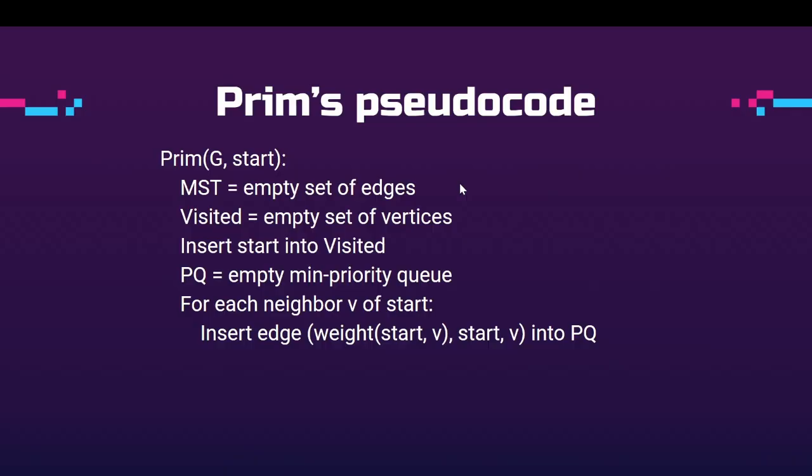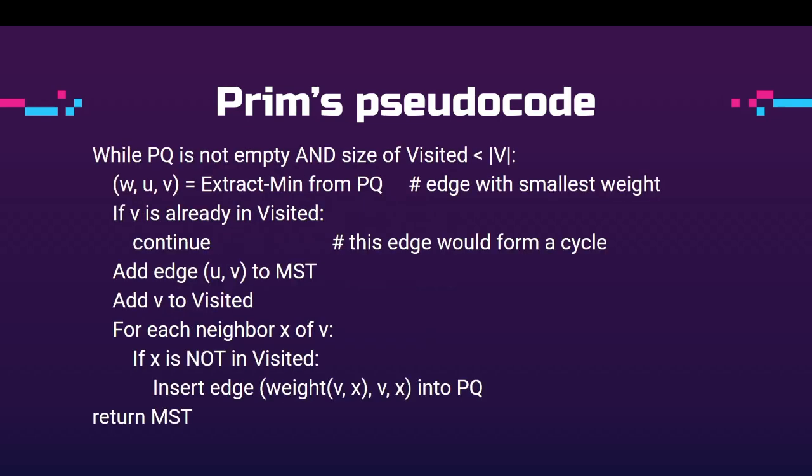So the pseudocode I use for Prim is you again take the MST and you set it to an empty set of edges. Then you also make an empty set of vertices. And then you put start into visited. And then you also initiate an empty priority queue. So then for each neighbor via start, remember neighbor is any node that's connected via one edge, you're going to insert the edge into PQ. So for all of its neighbors, you're going to take all of those edges and insert them all into PQ.